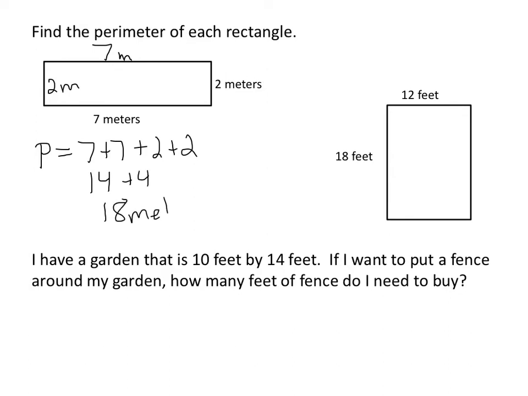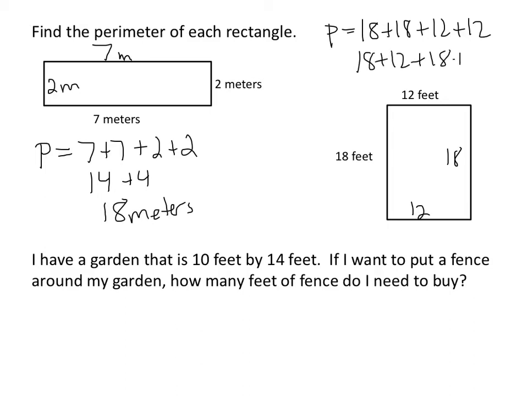18 meters. Here we have 12, 12, 18, and 18, so its perimeter is 18 plus 18 plus 12 plus 12. Or we could do 18 plus 12 plus 18 plus 12, and the reason I would put them together that way is 18 plus 12 would give us 30 plus 30, or 60 feet.